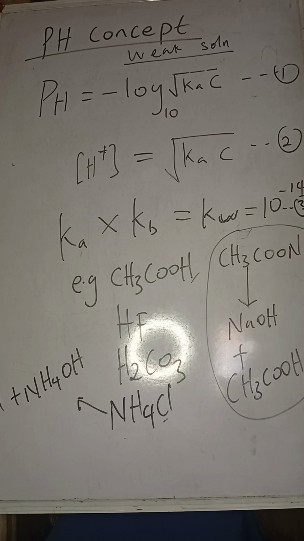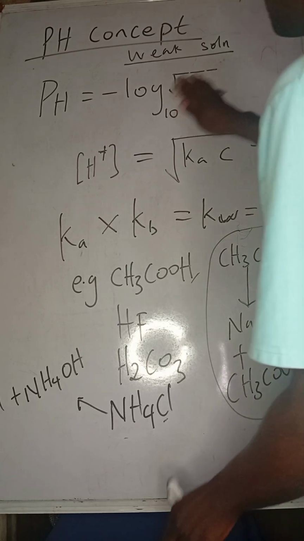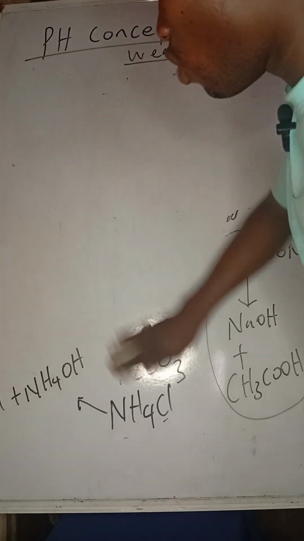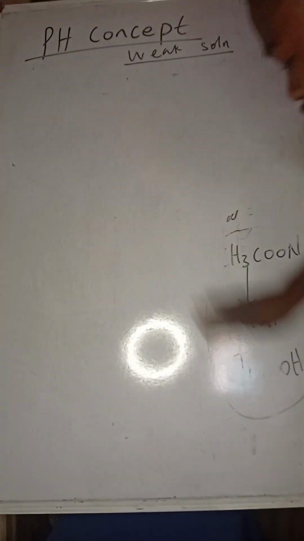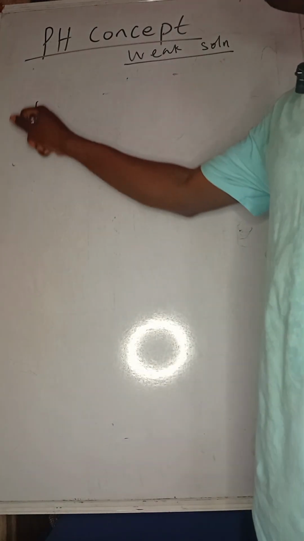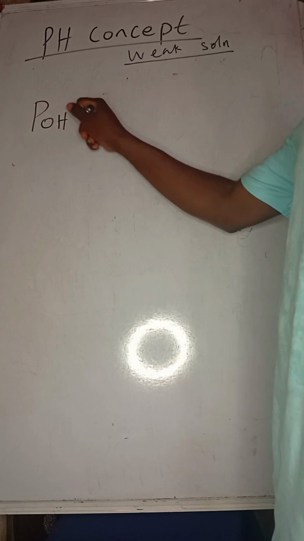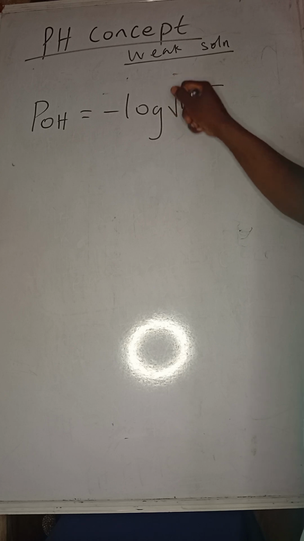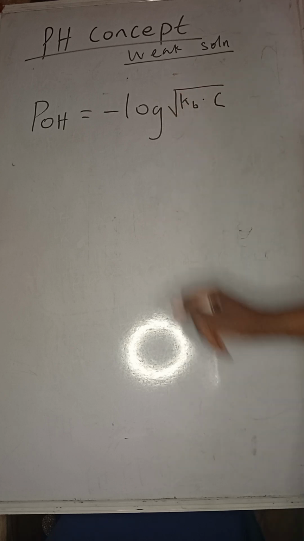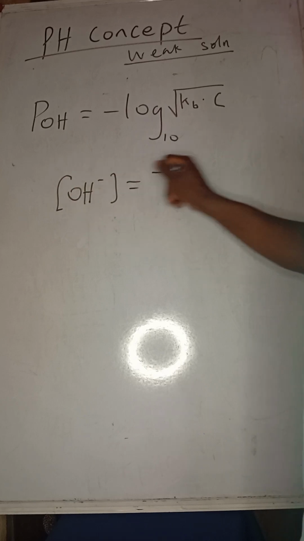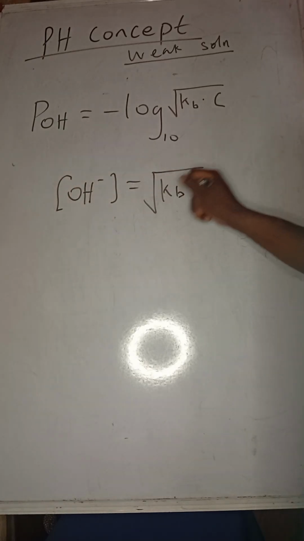Now, what about weak base? For weak base, I'm wiping it now. For weak base, we don't calculate their pH directly, we calculate their pOH. pOH for weak base is negative logarithm to base 10 of the square root of the constant of base dissociation times the concentration of the base, where the hydroxide ion concentration is square root of KBC.